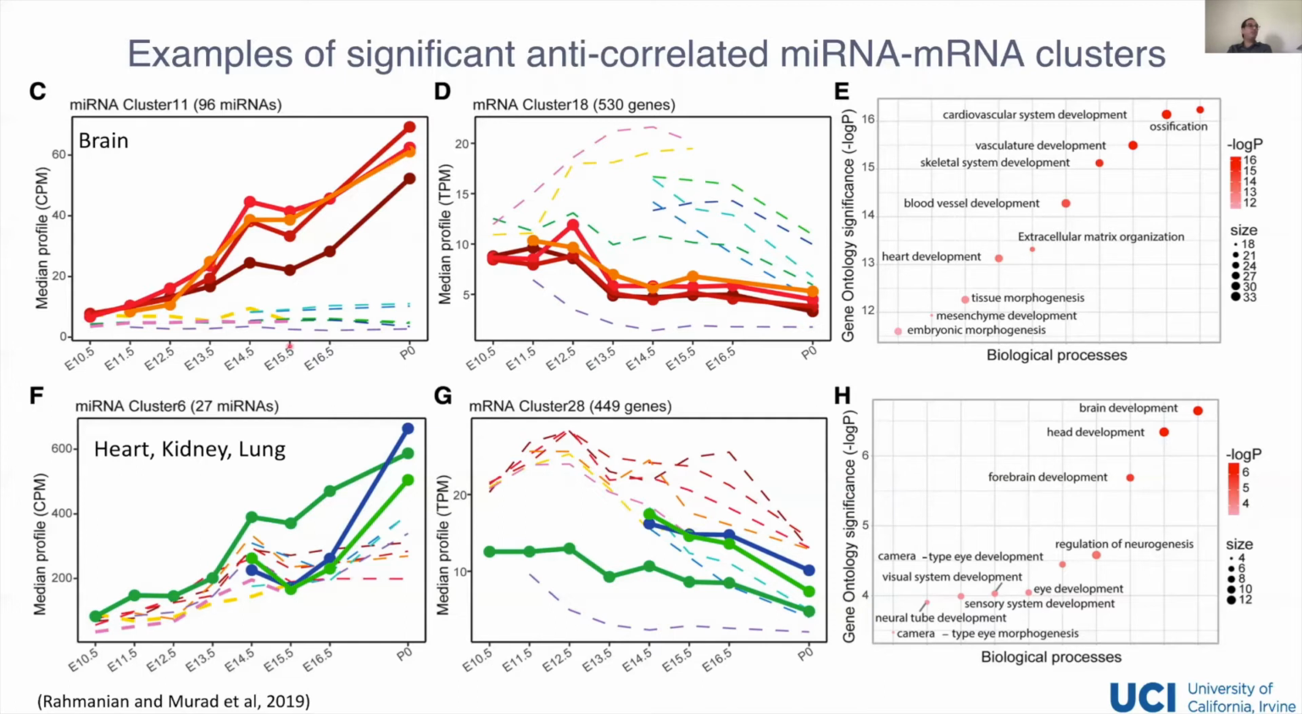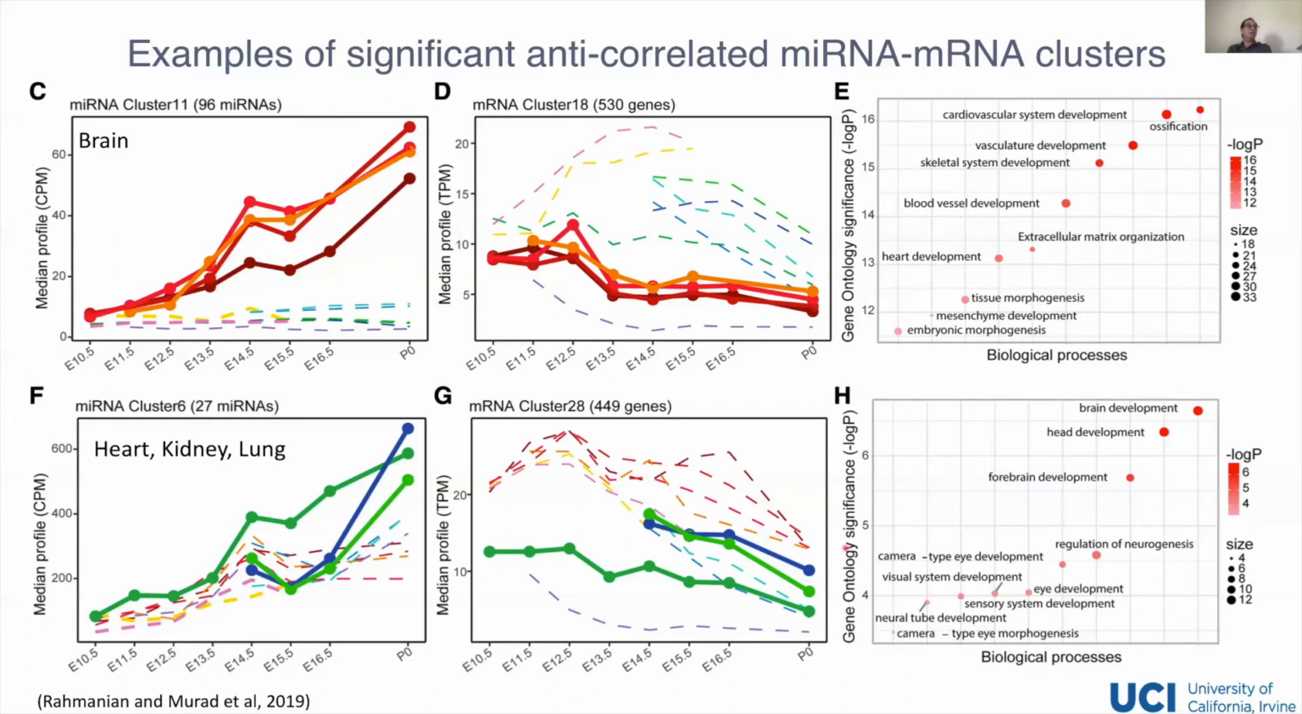We see a very similar story at the bottom, where we have a cluster of microRNAs that are going higher in the heart, kidney, and lung. And when we look at the expression pattern of their mRNA targets, we can see that, in fact, those messenger RNAs are going down, whereas they're much higher in the brain. And sure enough, when we do a GO analysis of these 450 genes, we can see that these genes are highly enriched for brain development, head development, or brain development.